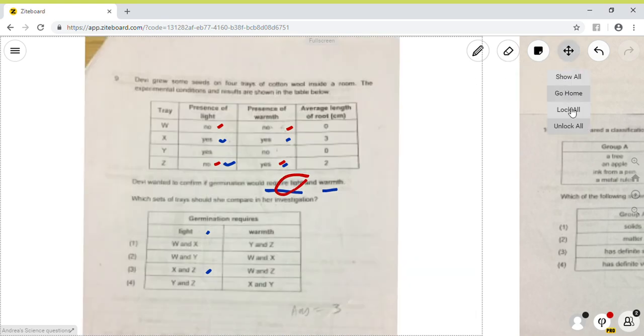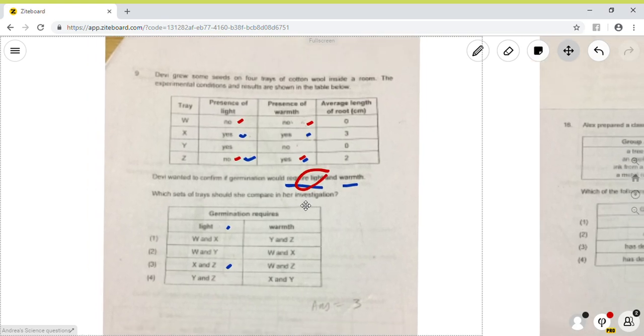Now let me explain how to proceed for this type of question. What we do is we want to make sure we eliminate what is not necessary, because in this question they specifically say they want to test whether light is required and warmth is required. So if you are testing for light, light will be different. You just need to make sure that light, as seen in the blue color, has one yes, one no. Then the rest is the same. So this is the variable, the change, the variable you want to change. That's the part you have to look at.